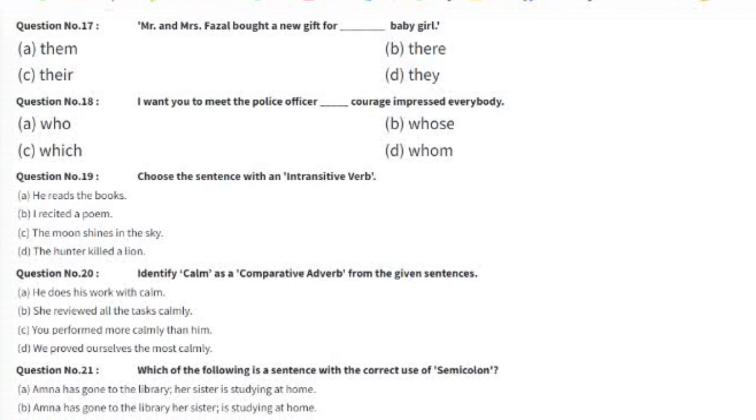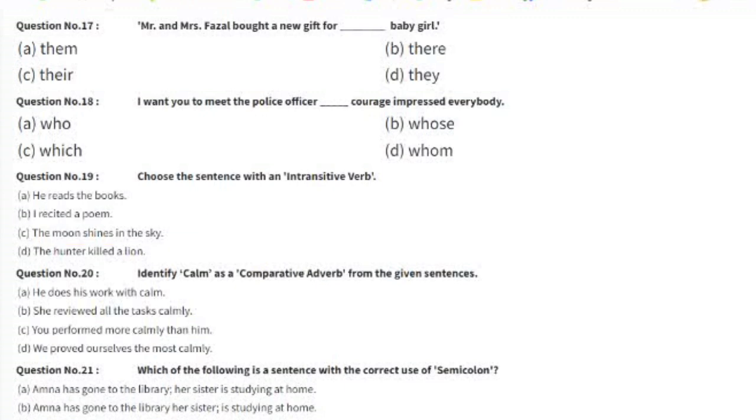Question number 17, Mr. and Mrs. Fuzzle bought a new gift for dash baby. The right answer is C, their. Question number 18, I want you to meet the police officer dash courage impressed everybody. The right answer is B, whose. Question number 19, choose the sentence with intransitive verb. The right answer is C, the moon shines in the sky.